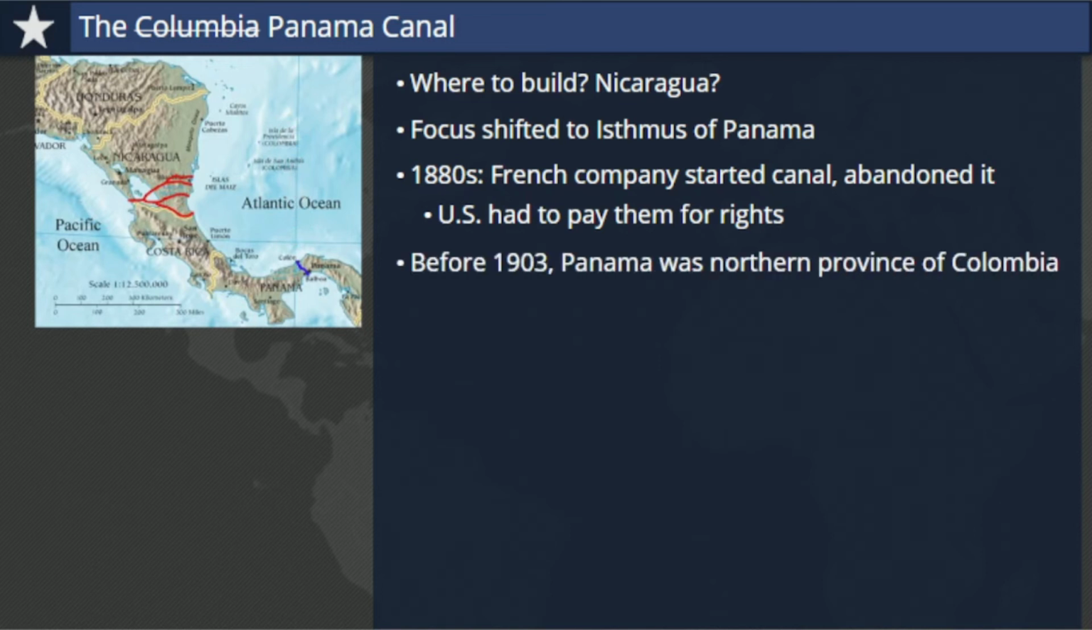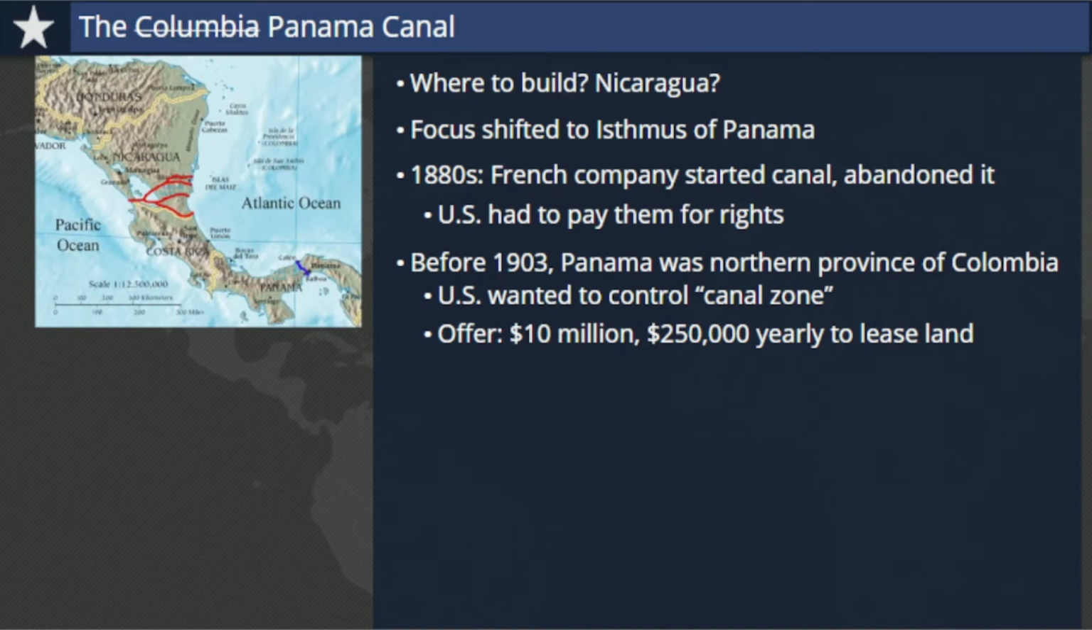Before 1903, Panama was not its own country. It was the northern province of Colombia, its present-day neighbor to the southeast. So the U.S. government began negotiations with Colombia. Americans wanted to control a canal zone 6 miles wide with a canal at its center. For control of this zone, the U.S. offered Colombia $10 million up front and $250,000 each year to lease the land. The U.S. Senate approved the treaty, but Colombia's Senate did not. They wanted more money, $25 million.